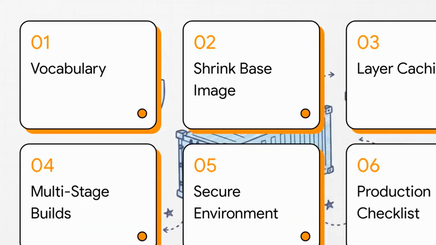Here's our roadmap for today. We'll be looking at Dockerfile basics and vocabulary, shrinking the base image, troubleshooting the layer cache, multi-stage build speed, securing the production environment, and finally, your production checklist. We are covering everything from layer caching to security so you know exactly what belongs in your mental model.